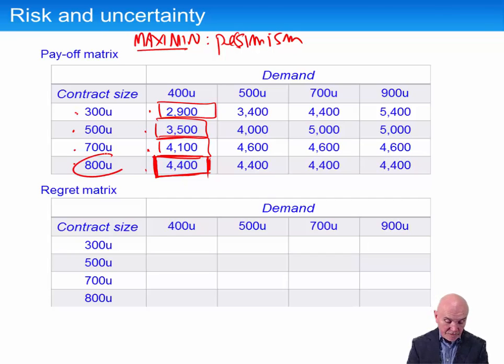So this person will say, my strategy is to sign up an order for 800. This is where we minimize the effect of the unpleasant things that can happen. So that's Maximin. Look on the black side, look on the bad side, and choose the strategy which is the best of a bad lot, which minimizes the effect of these bad results.